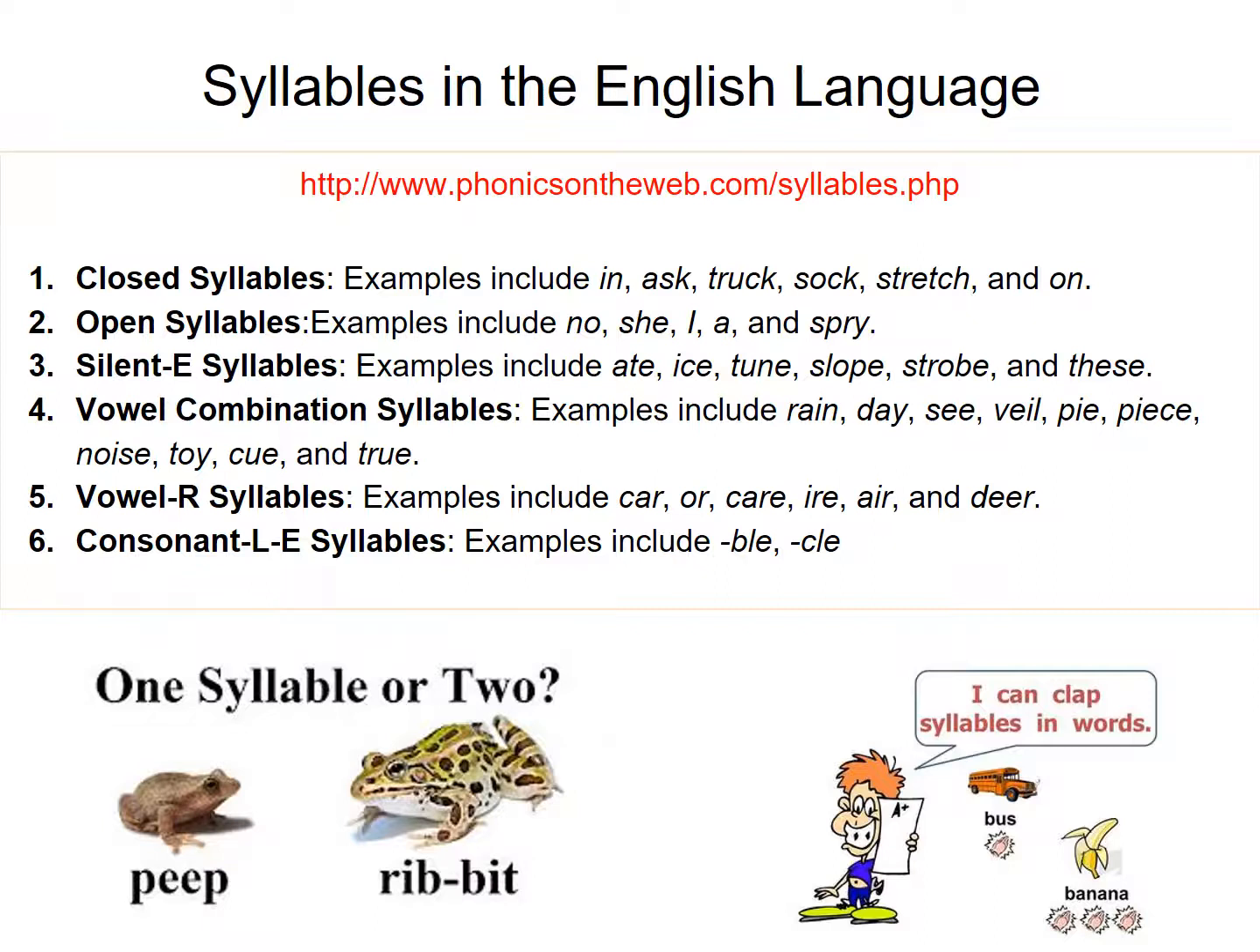6. Consonant L, E syllables. A consonant is followed by LE. The vowel sound in these syllables is the schwa sound that occurs before the L. For example, bl and kl.